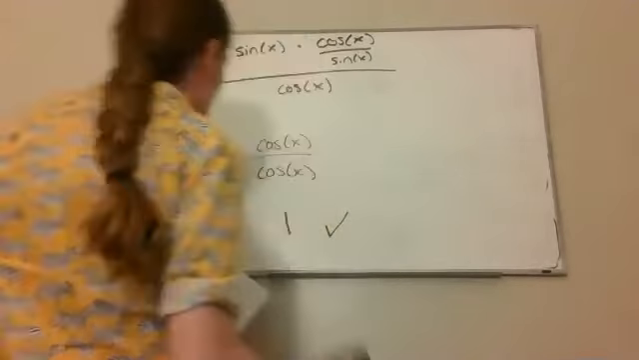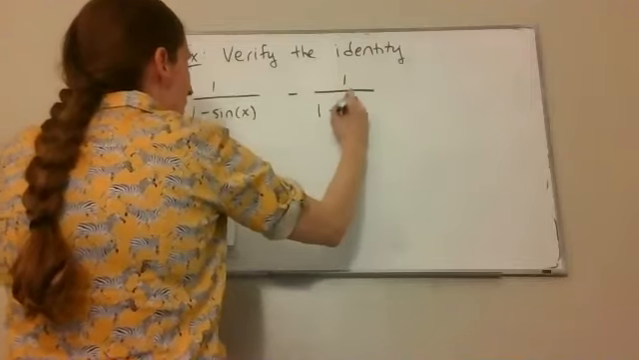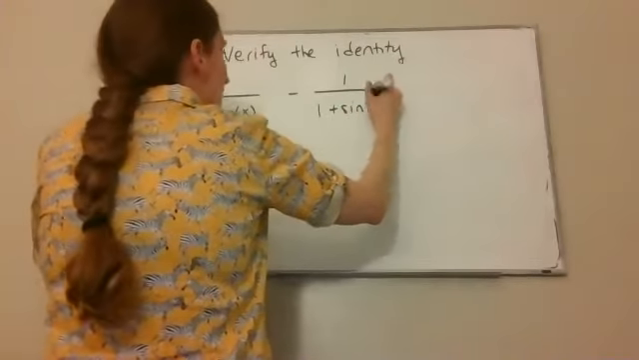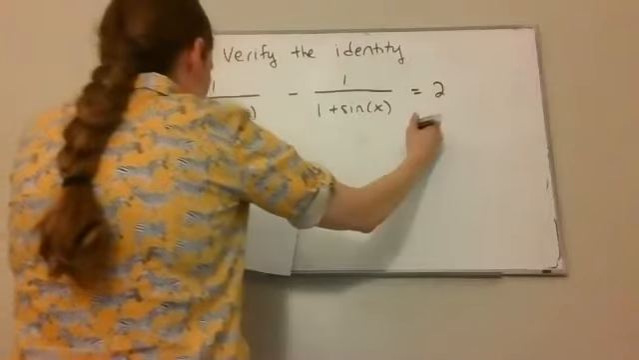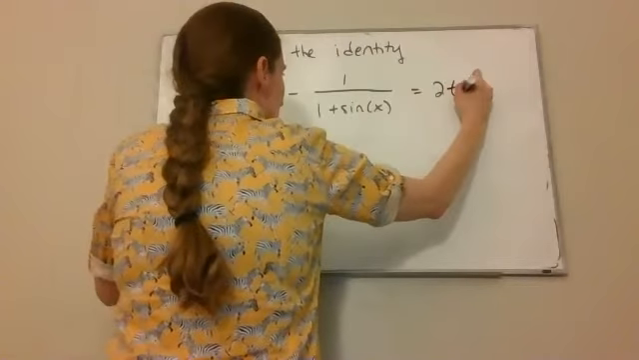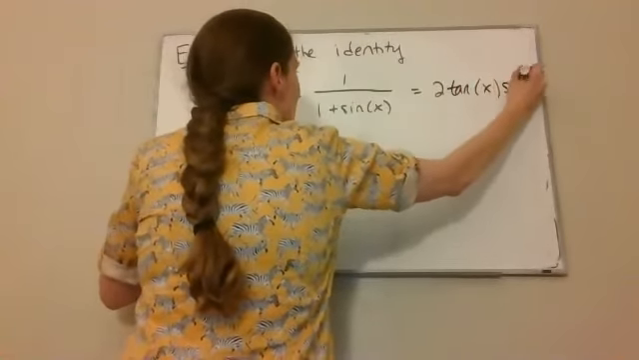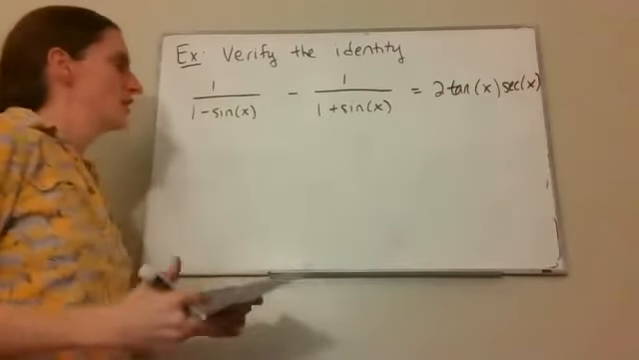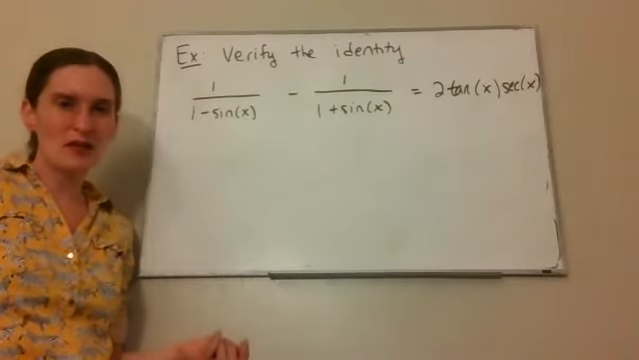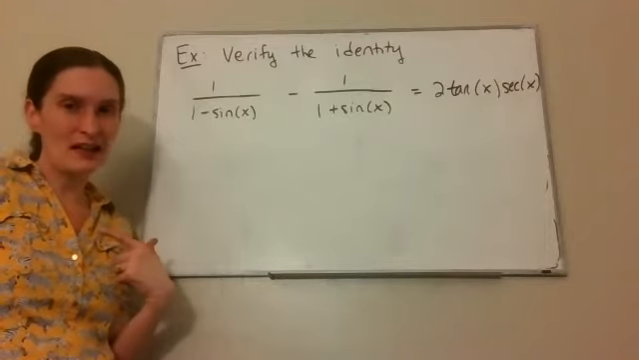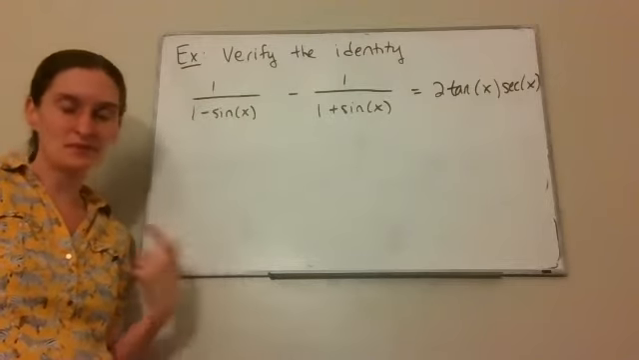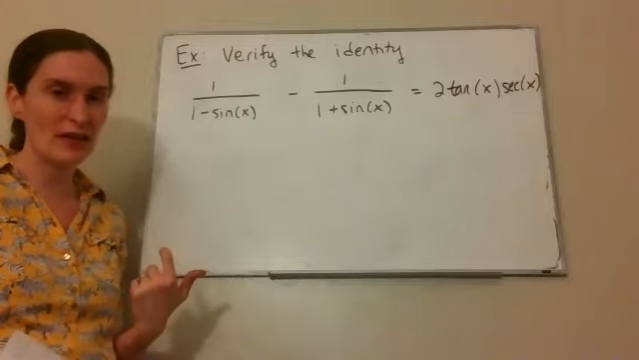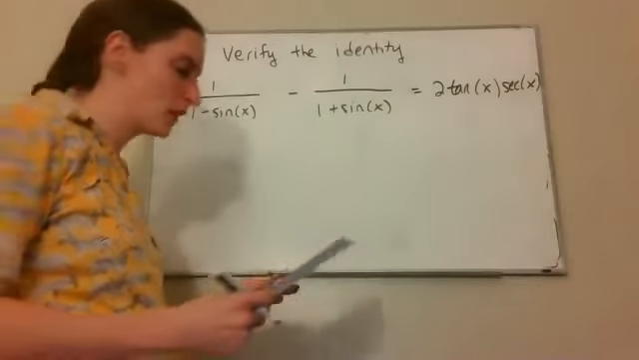Verify the identity: 1 over 1 minus sine of x minus 1 over 1 plus sine of x is equal to 2 times tangent x secant x. So what would you do on this particular one? Well, I would start with the left-hand side again, because those fractions make it a little complicated. I'm going to manipulate the left-hand side algebraically and hopefully get the right-hand side as a result.